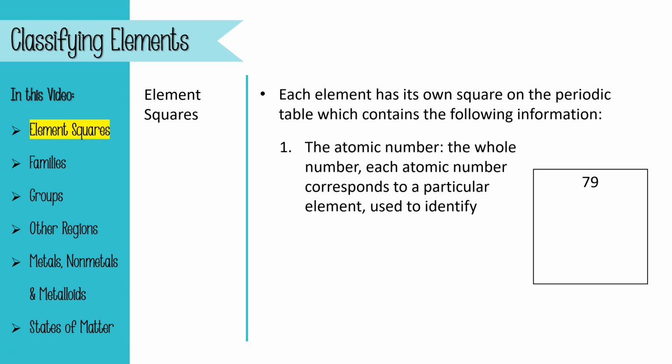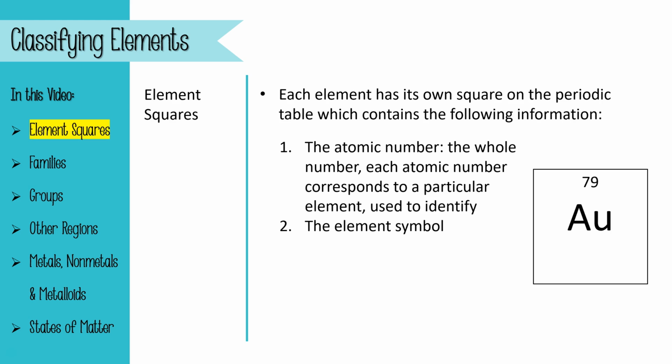First, every square has the atomic number. This is the whole number. Every element has a unique atomic number, and we can use it to identify that element. You can think about it as an address on the periodic table. In our example square, we'll be working with gold, and gold's atomic number is 79.